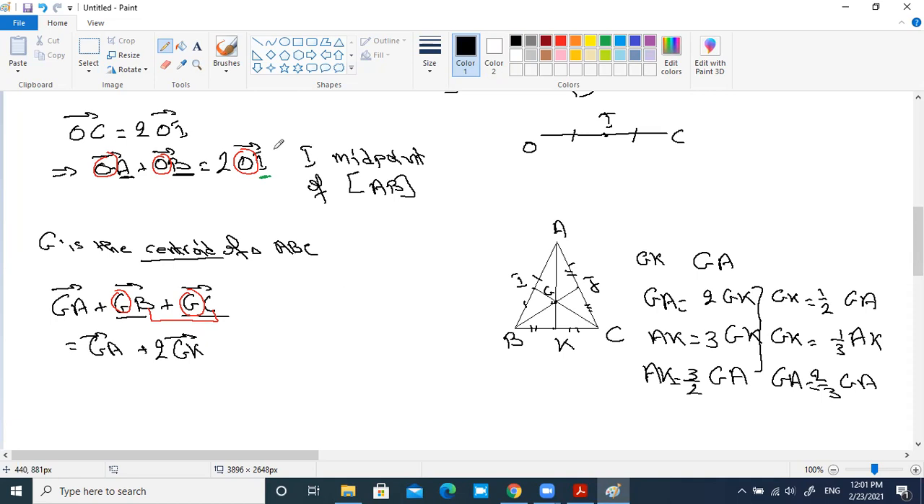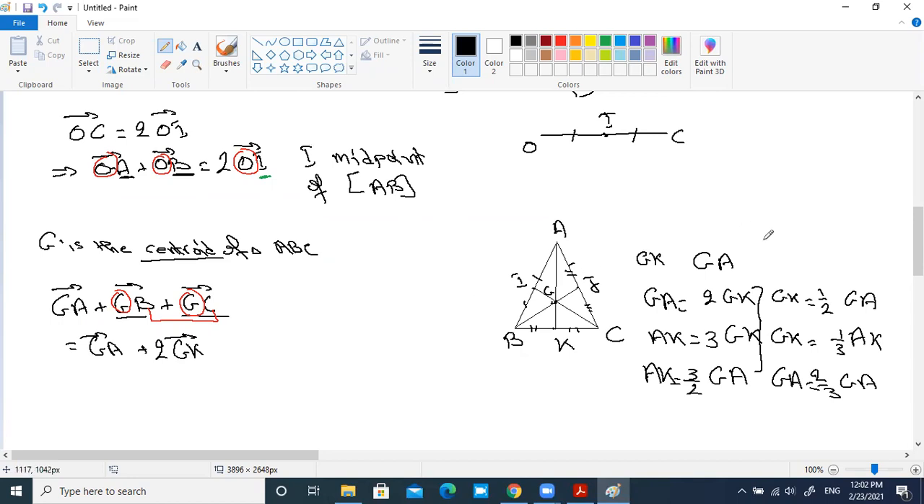Let's repeat according to this property we just studied. OA plus OB is equal to 2OI, where I is the midpoint of AB. How to memorize it: we have the same initial point O, and then the second point is the midpoint of the terminal points A and B. So here we have G, G, the same initial point, so the answer will be G something, the midpoint of segment BC, which is K.